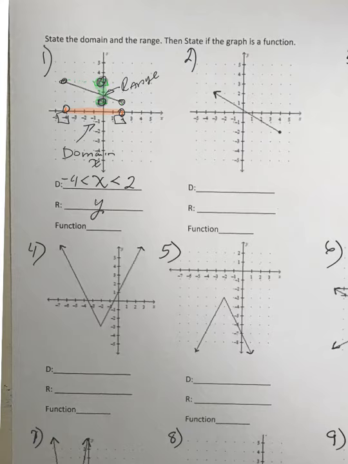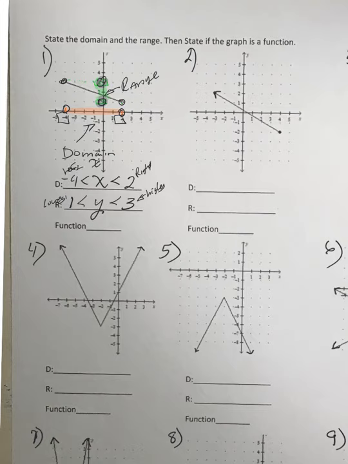So all the y values are between, the lowest it went was 1 and the highest it went was 3. So remember, this is always the highest, this is always the lowest, this is the furthest to the right, and this is the furthest it went to the left.